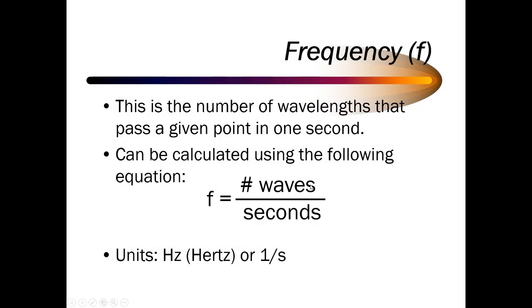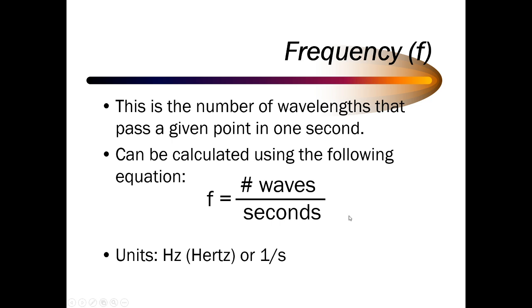All right, the next characteristic for a wave that we're going to talk about is frequency. And you might have heard this word used pretty often in just normal language, where someone might ask you, how frequently does this happen? It refers to the exact same thing in waves. It is the number of wavelengths that pass a given point in 1 second. So that's how we classify frequency.